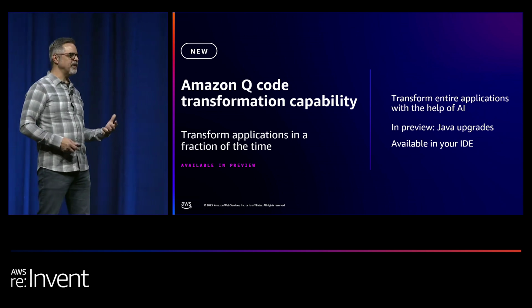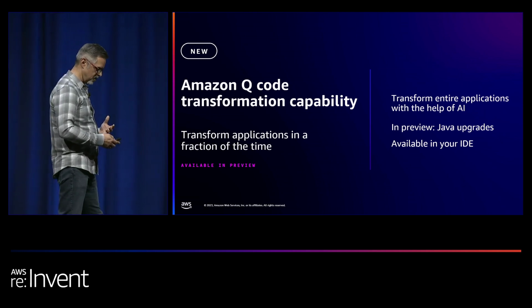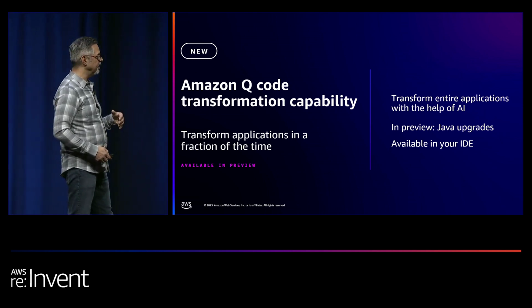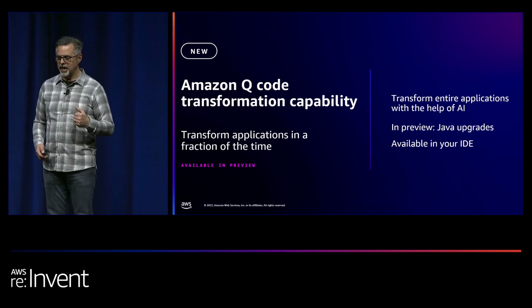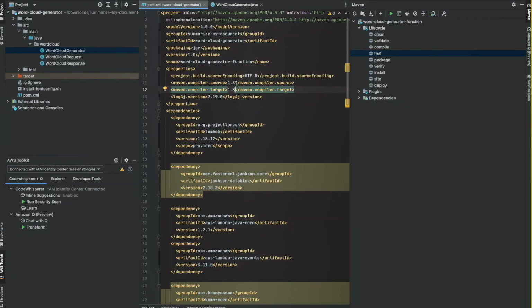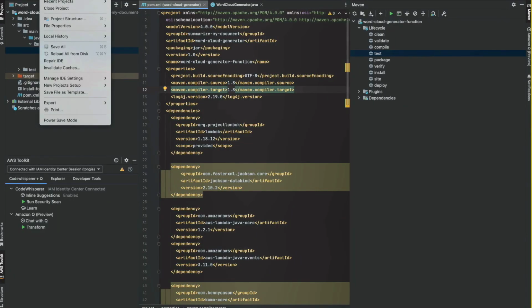And time is the thing that we're trying to give you more of. So we want AI to take over a lot of the heavy time things. We call it the undifferentiated heavy lifting. So with this code transformation capability, I can open up my project, my Java project in the IDE.